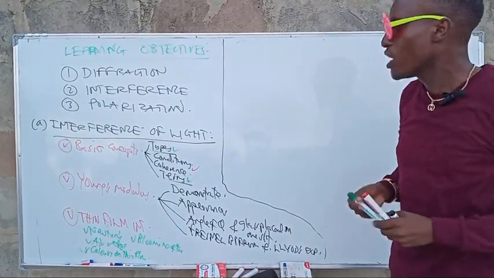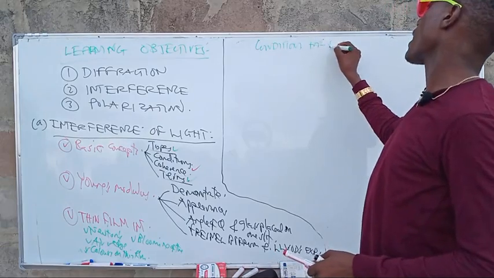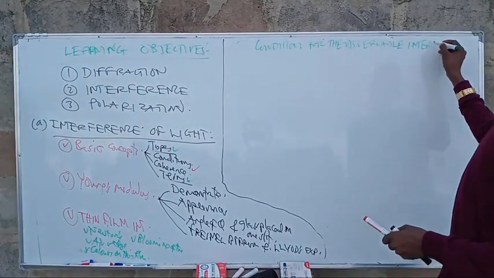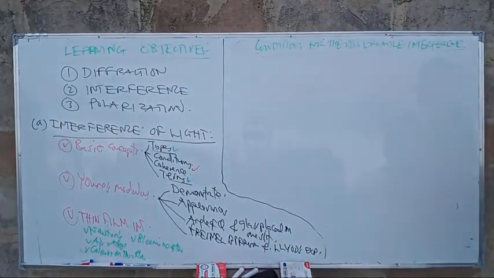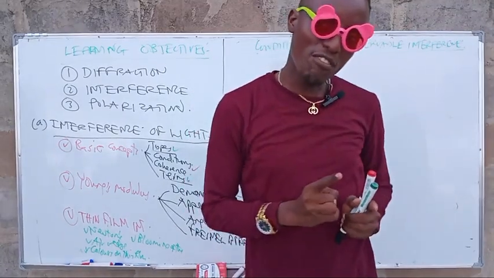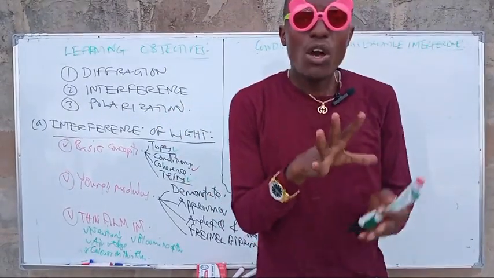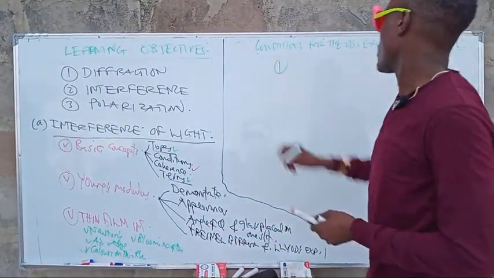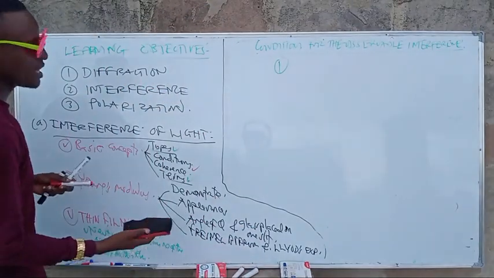So the third thing that you need to know is the conditions for observable interference. It's not that every superposition of waves can result in the formation of interference bands. The fringes are only observed under these conditions. The first condition for observable interference is something that we need to discuss here.